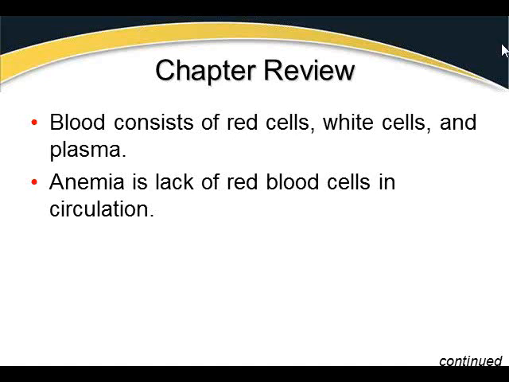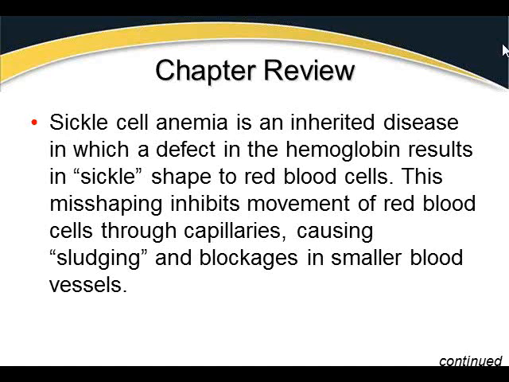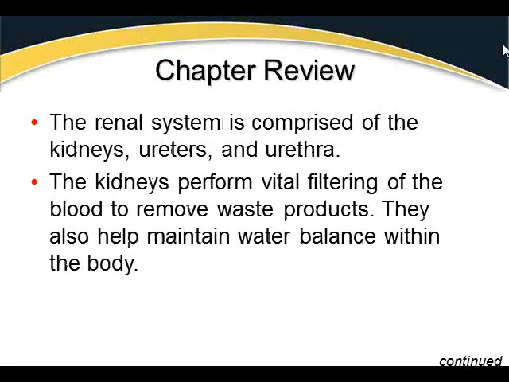So very quickly, the chapter review: blood consists of those various types of cells, white cells, red cells, and platelets, as well as plasma. Anemia is a lack of red cells or red cells that can do the job in the circulation. Sickle cell anemia is an inherited disease in which the defect of the hemoglobin results in the sickle shape of the blood cell. This misshaping inhibits its appropriate movement and doesn't make it nearly as efficient at what it does, causes a sludging and a blockage in smaller blood vessels, and can lead to some serious complications.